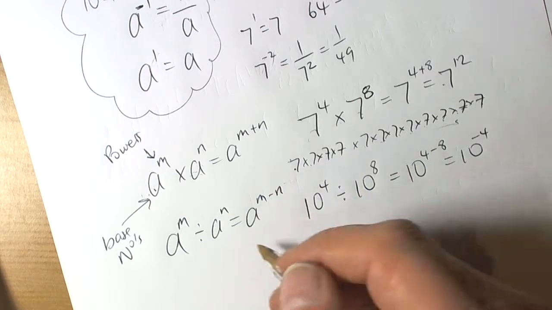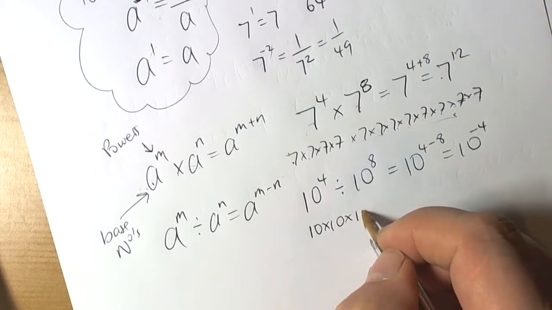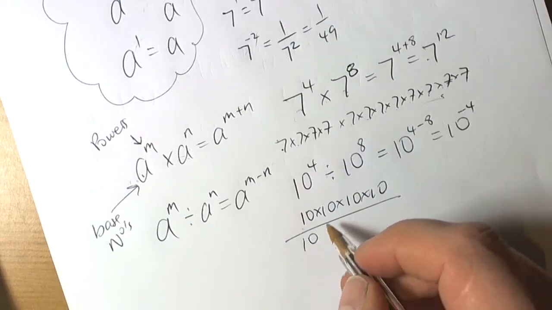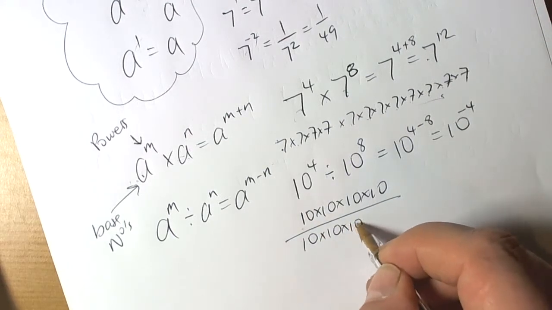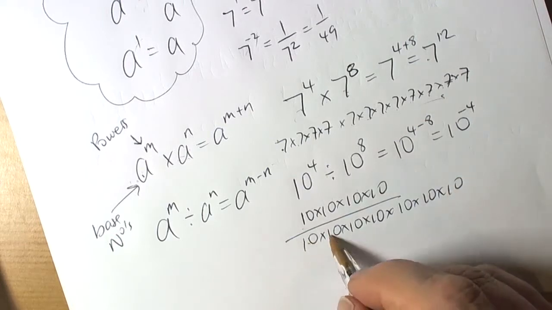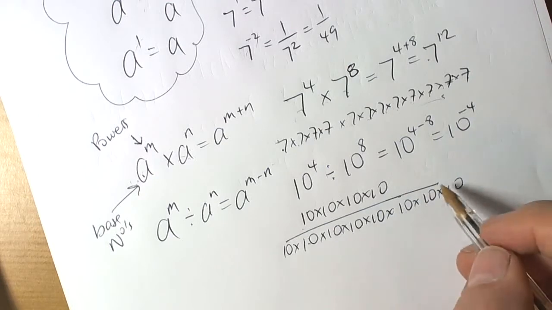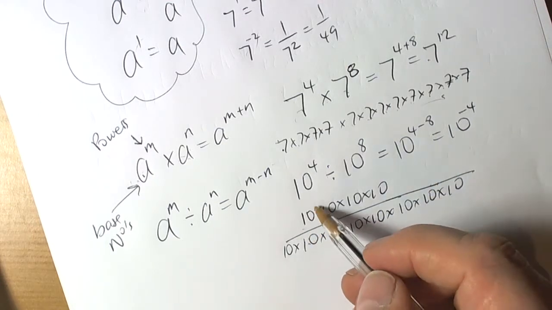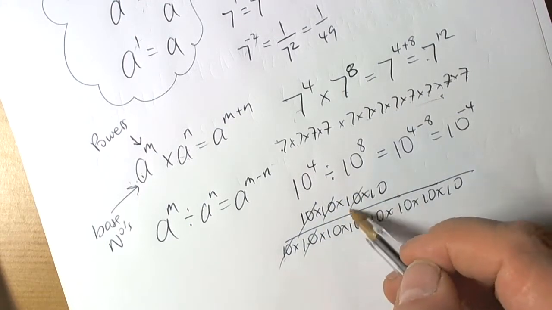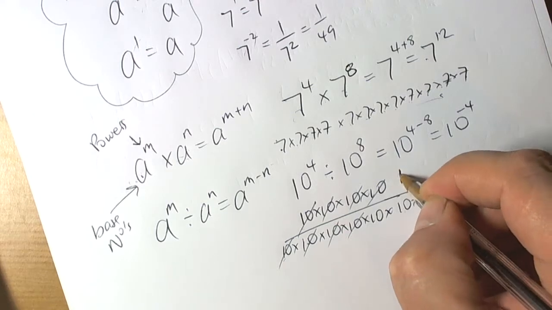And if I want to see that rule working, then 10 to the power of 4 is like doing 10 times 10 times 10 times 10, dividing 10 to the power of 8, which is like doing 10 times 10 times 10 times 10 times 10 times 10 times 10, 1, 2, 3, 4, 5, 6, 7, and another one. And the way division works, remember, 10 divided by 10 is 1, so they cancel to 1. 10 divided by 10 is 1 again, and again. So on top here, I'm left with the number 1.